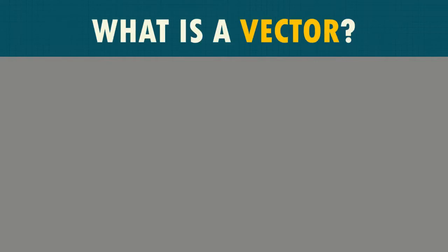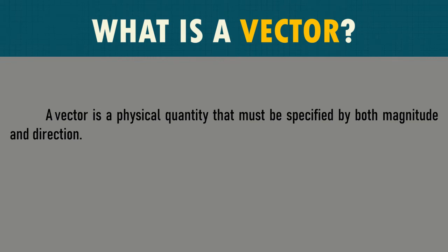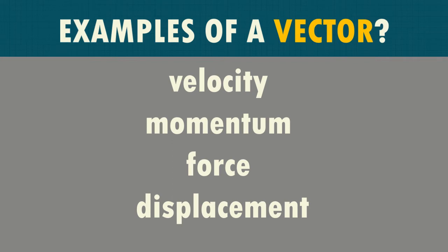What is a vector? A vector is a physical quantity that must be specified by both magnitude and direction. Examples of vector quantities are velocity, momentum, and force.